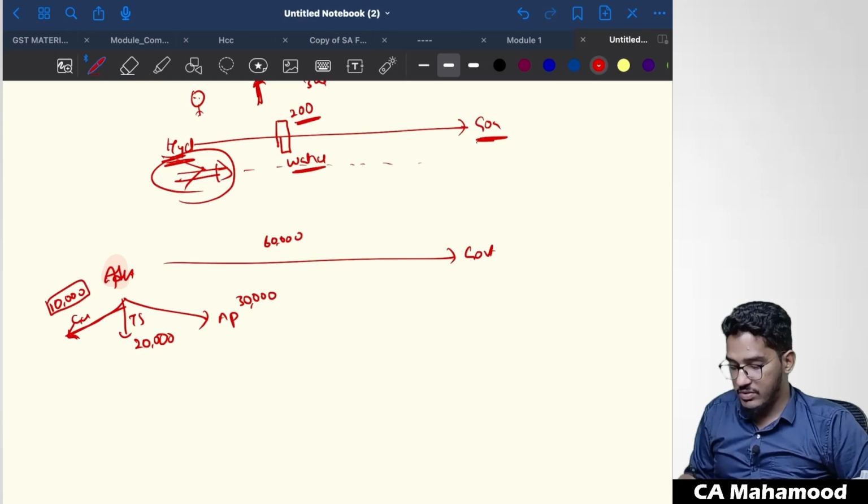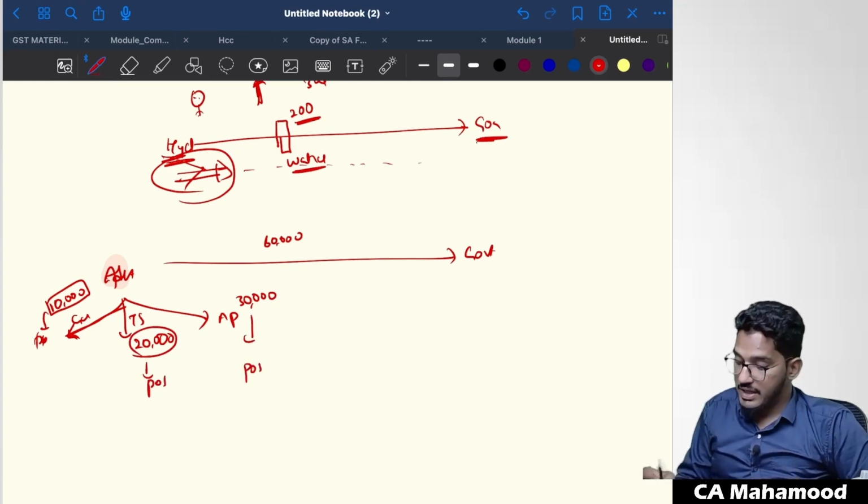Nothing but for this 10,000 value, the place of supply will be Gujarat. For this 20,000, the place of supply is going to be Telangana. For this 30,000, the place of supply is going to be Andhra Pradesh. The same thing they say there.